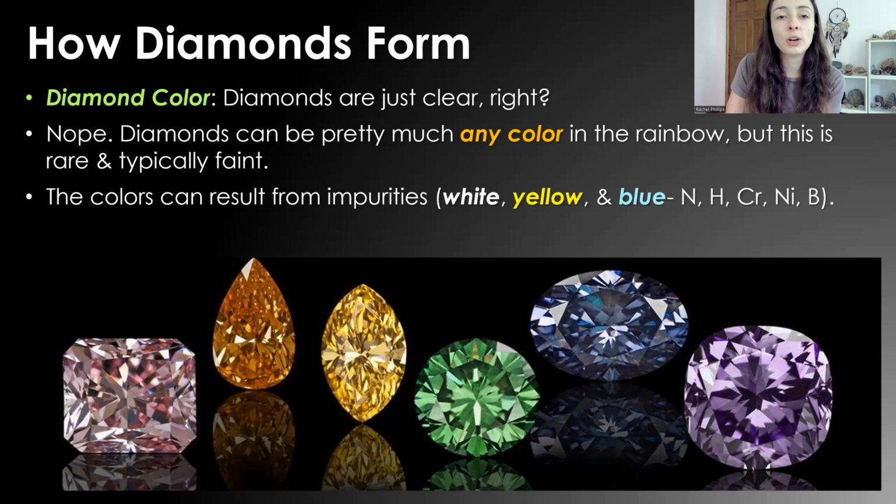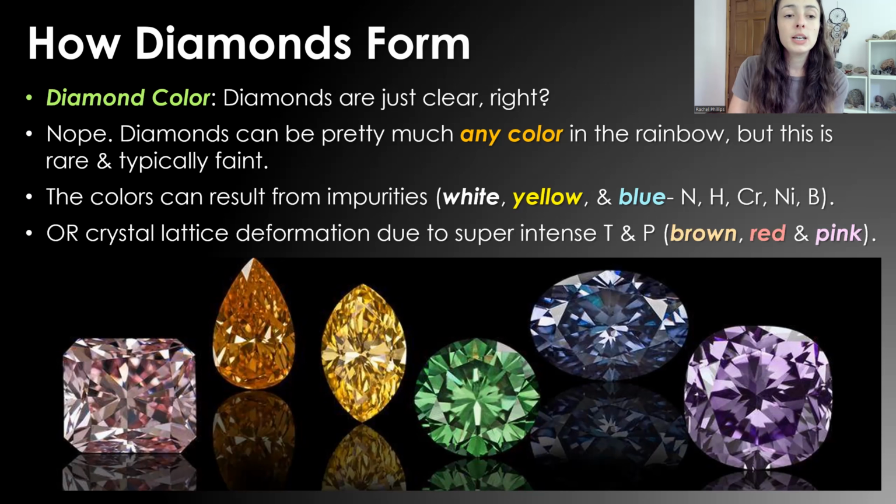The colors can result from impurities, like I thought, like white, yellow, and blue diamonds result from impurities of nitrogen, hydrogen, chromium, nickel, and boron, and different combinations of those elements. Or color can result from crystal lattice deformation due to super intense temperature and pressure. So on its own, the carbon lattice of diamonds is colorless. It is clear. It is transparent.